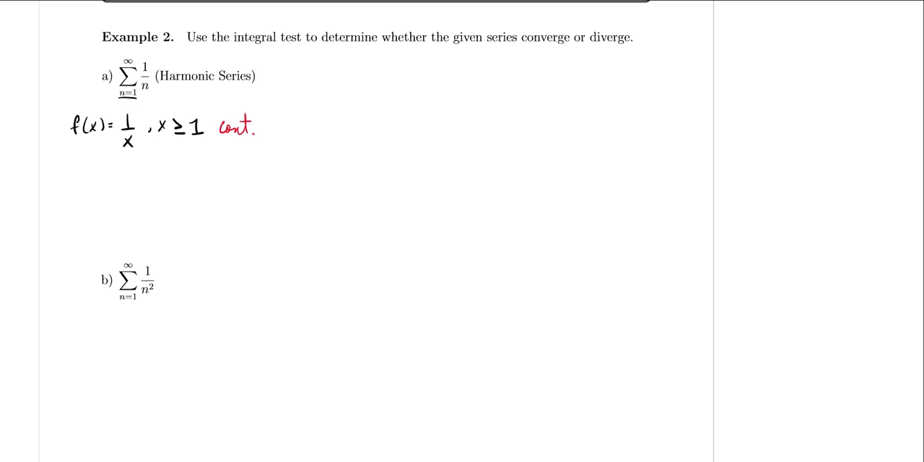Now if you know how the graph looks, it looks something like this. It's also positive, but we want to know if it's decreasing. So how do we know if this one is decreasing? Remember, we can always take the derivative and figure out, okay, what is the sign of the derivative?